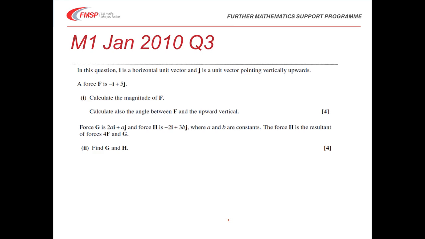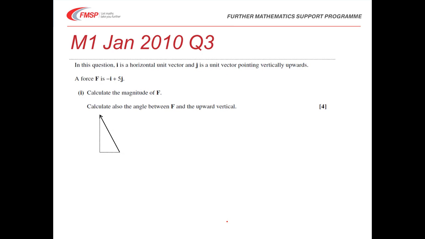That's the question in full, so you may wish to pause the video and have a look through the individual parts. And then let's start having a look at part 1. So i is horizontally and j is vertically as usual, unit vectors.